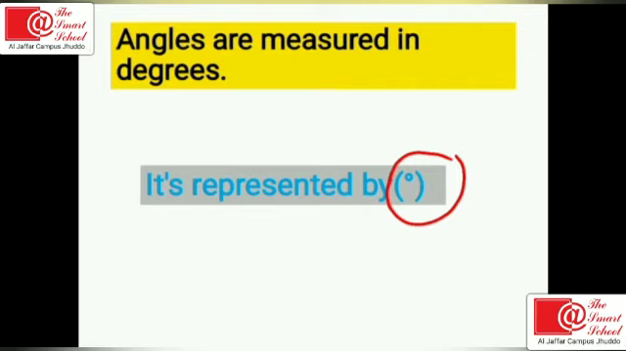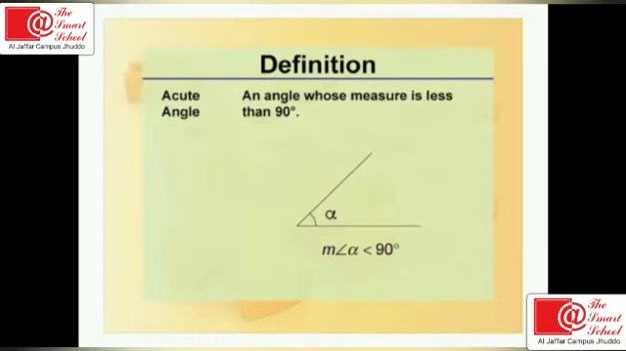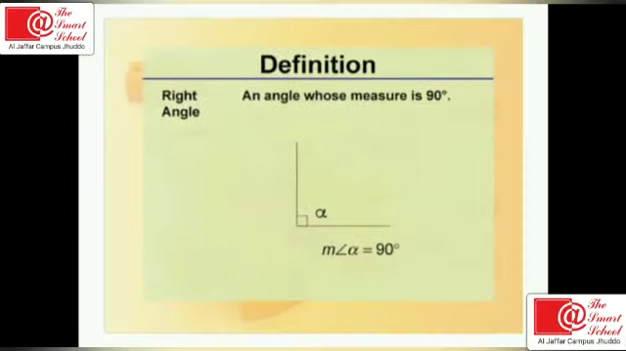There are some kinds of angles. First we read about the acute angle. An angle which is smaller than 90 degrees, or a right angle, is called an acute angle. The next definition is right angle. An angle whose measure is 90. It means an angle which is 90 degrees is called a right angle.